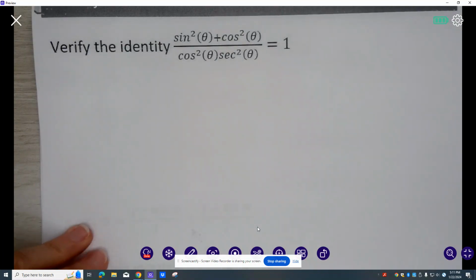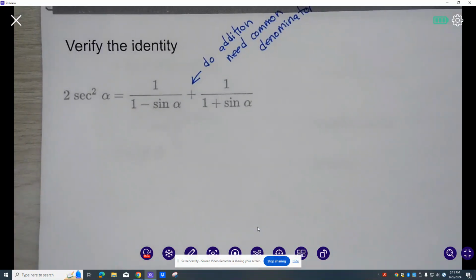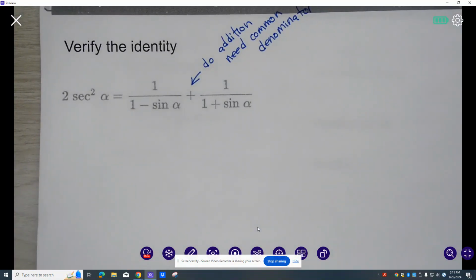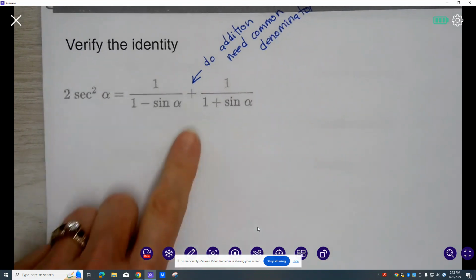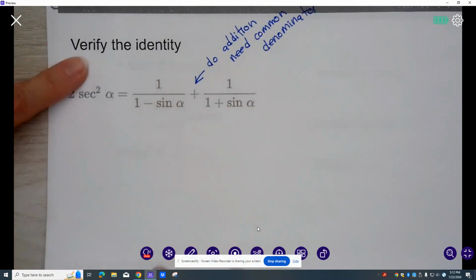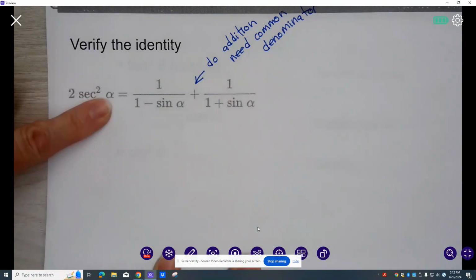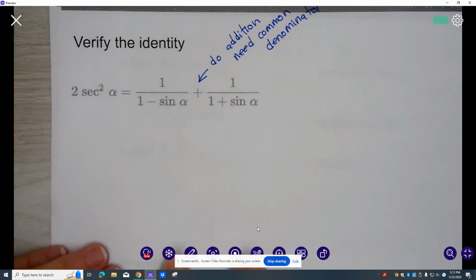Okay, example 2. So pause the video, write that in your notes. Okay, so one of the strategies or one of the steps that they recommended in the front was to factor or add or multiply. This is an addition. So I want to actually do this addition. And again, I'm going to work on this side, the messier side, and see if I can end up with the 2 secant squared over here.